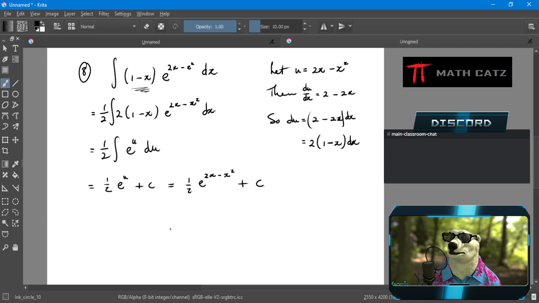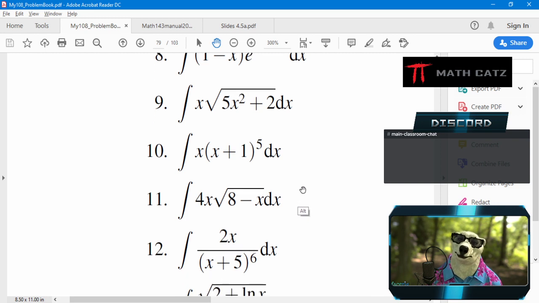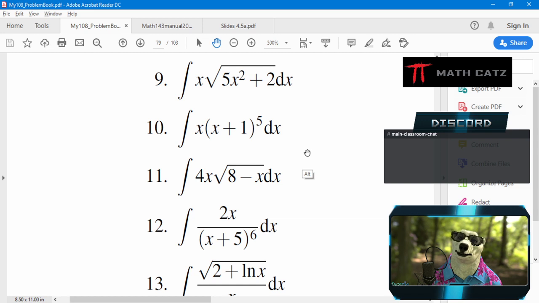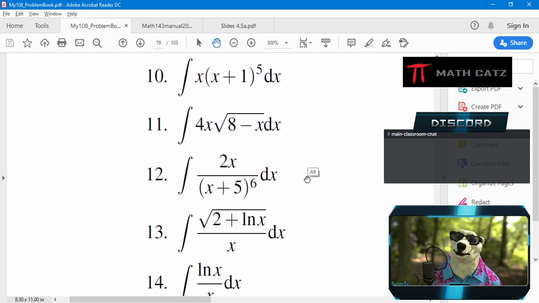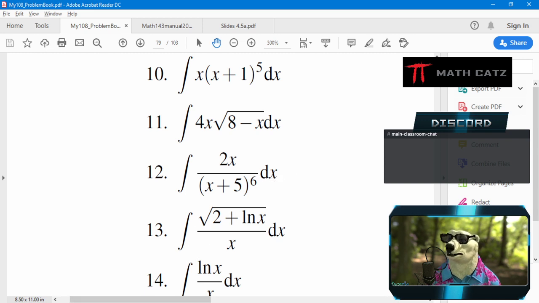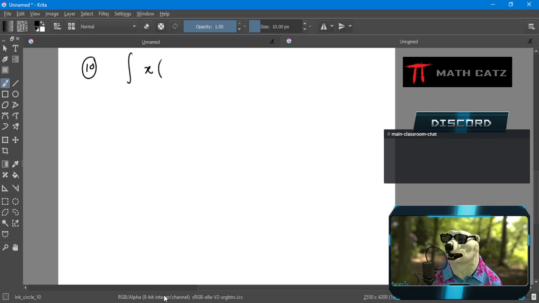All right, let's see what else there is. I do like, so number 9 will be very similar as ones we've done. Let us do number 10 and see how hard can it be? Or how tricky can it be for us? I have x times x plus 1 to the 5.